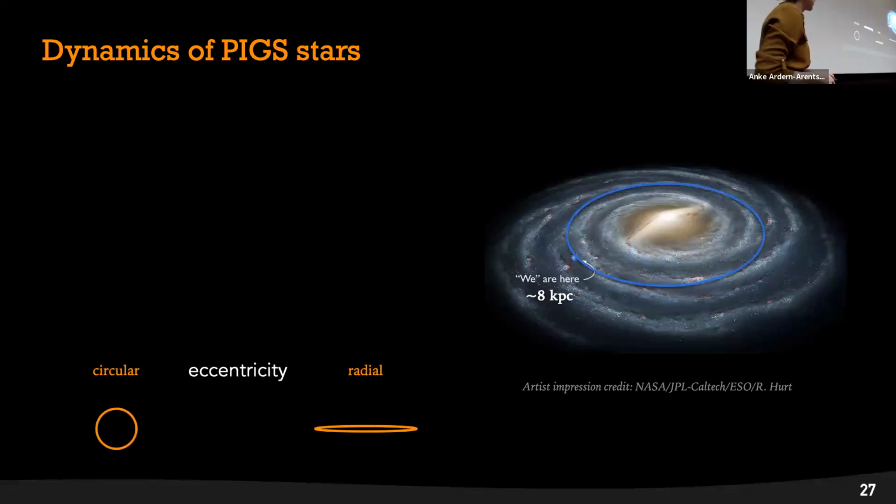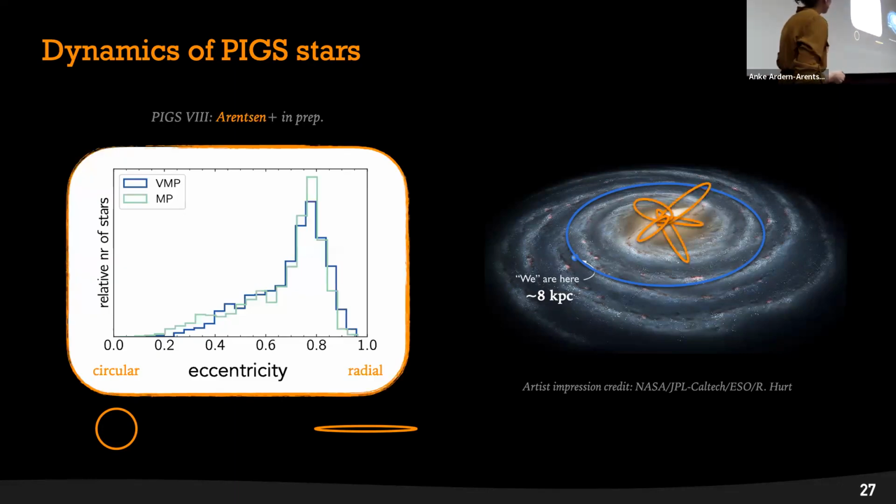So what do we find for the PIGS sample? This is the orbit of the sun, or just an artist's impression of it. It's relatively circular around the center of the Milky Way. So this is a circular orbit, which has low eccentricity, and a radial orbit has high eccentricity, and it's much more squashed, and it's very elliptical. So what we find in PIGS is that we have quite high eccentricities for our metal poor stars. This is represented in these orbits. They're not flat and circular, but they're kind of random motions.